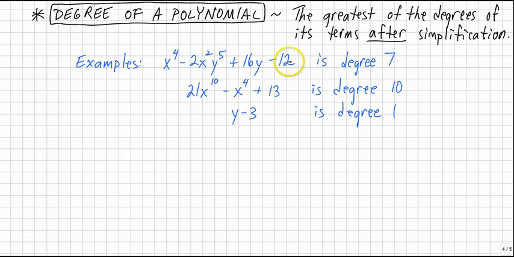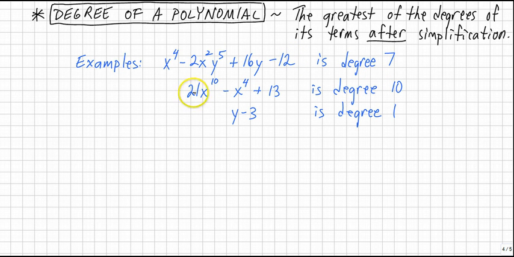So there's no similar terms. The degrees are in decreasing order according to the x variable in this case. So x to the fourth, x squared, and then no more x's. And the biggest degree of one of its terms is 7. This first term has degree 4. This term has degree 2 plus 5, which is 7. This term has degree 1, and this term has degree 0. So the biggest one is degree 7.